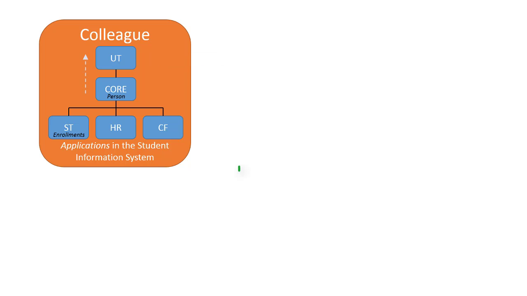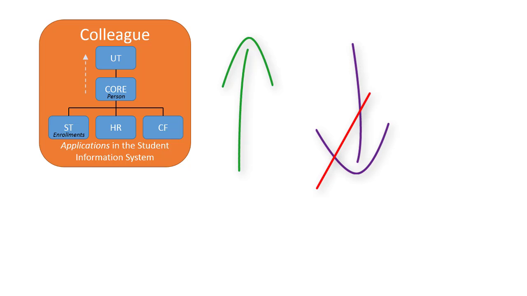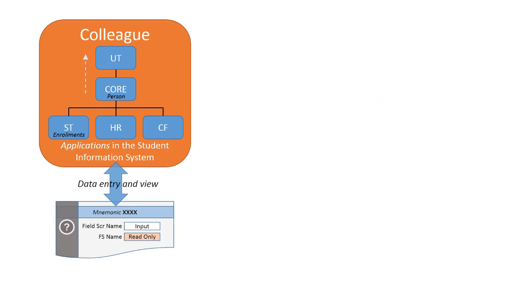The basic rule of thumb is that data can flow up the tree, but not down. So an enrollment by a student in the ST application can reach up to pull the student's name and age from Core, but Core cannot reach down to get the enrolled course taken by a given student.